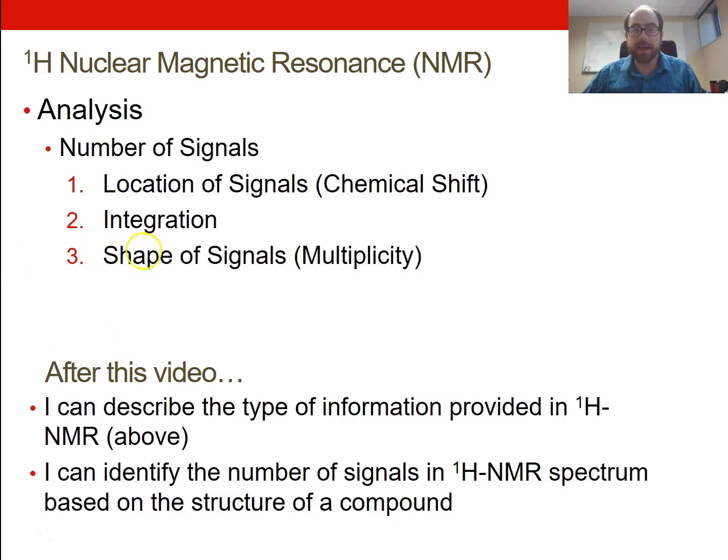When we analyze those signals, we can figure out information by where those signals are located on the x-axis of our spectrum, the integration, so how many hydrogens each of those signals represents, and also the shape of those signals. The shape of the signals will tell us the surrounding environment. At the end of this video, hopefully we'll have at least a beginning idea of how to look at a proton NMR spectrum, and we'll also practice identifying the number of signals in a compound.